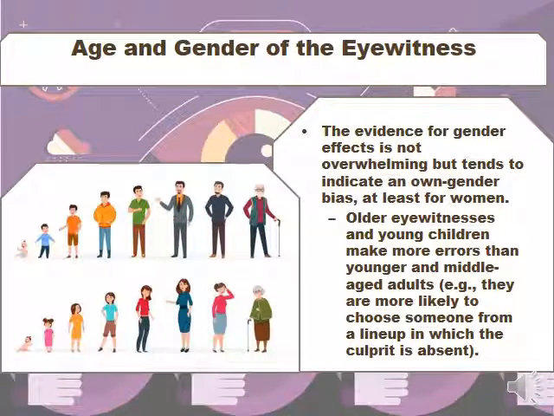Now, age and gender of the eyewitness. When we look at age and gender, we're looking at young to old on both spectrums, male, female, individuals who are gender and sexual minorities, but primarily we're looking at whether that plays into the ability to make a concrete eyewitness selection. Now, the evidence for gender effects is not overwhelming, but tends to indicate an own-gender bias, at least for women. Older eyewitnesses and young children make more errors than younger and middle-aged adults, and they are more likely to choose someone from a lineup in which the culprit is absent. So initially they're able to choose someone from a lineup even when the culprit is absent.